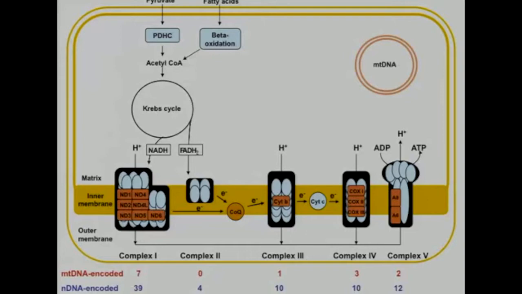So these are the enzymes, complexes 1, 2, 3, and 4, which shuttle electrons, which are basically derived from glucose, which is broken down to pyruvate, and fatty acids, which are broken down through the beta oxidation cycle. This generates acetyl-CoA, which then goes through the Krebs cycle and generates these reducing electrons, which flow through complexes 1, 2, 3, and 4, and that's used to drive proton pumping across the mitochondrial inner membrane. Then that proton gradient is used to drive ATP synthesis through complex 5.